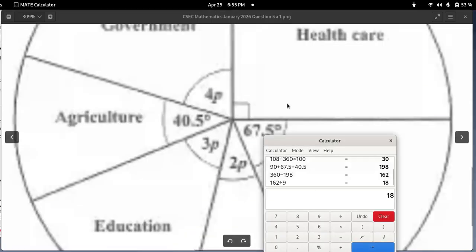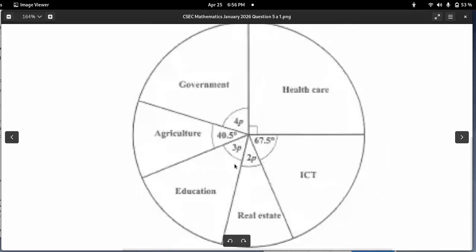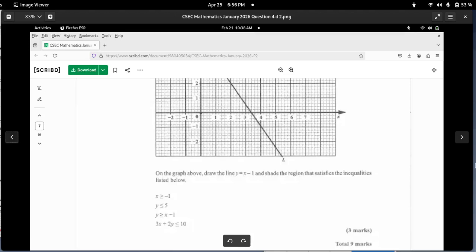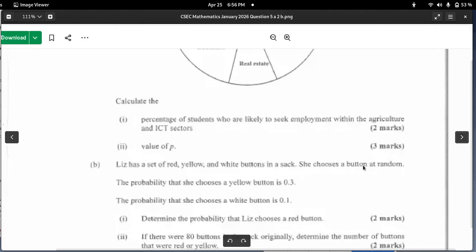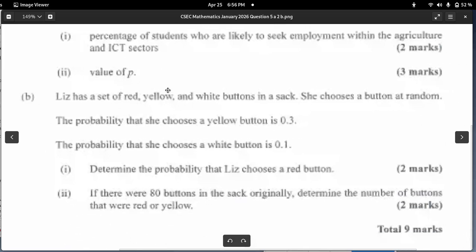Now, what else happened here? What else is going on here? What they say? After the value of p, oh, looks like that part is taken care of. Let's look at part B now.